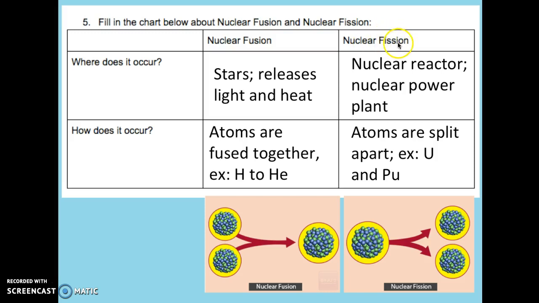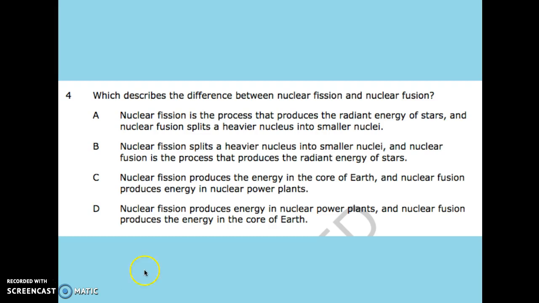So nuclear fission would occur in a nuclear reactor, so that's how nuclear power is generated. So in nuclear power, nuclear energy, it's going to be splitting apart uranium atoms, for example. So you start with one and then it splits into two. So you can use your stems to help you remember the difference between those. So it just describes the difference between nuclear fission and nuclear fusion.